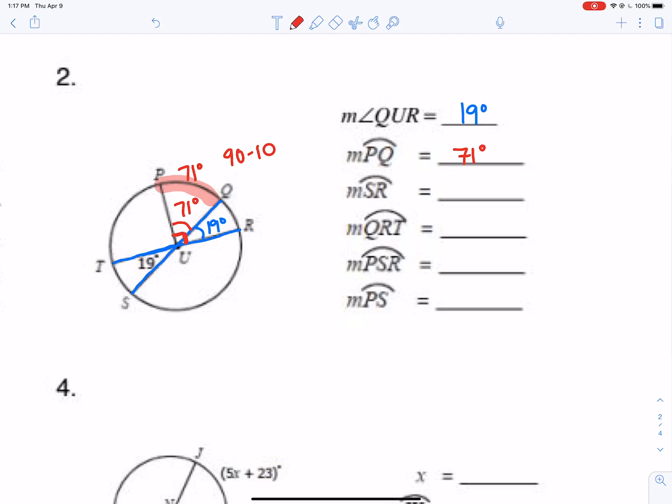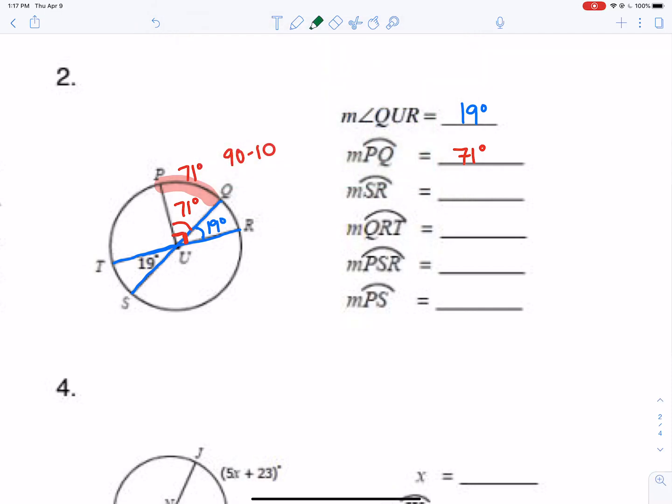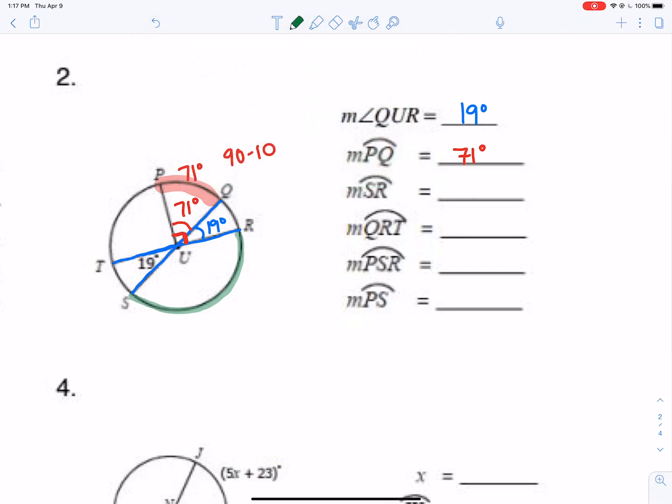All right, arc SR. Let's see, SR is over here. And SR looks like it would be 180 degrees if we went straight across, but we just have to subtract the 19. So if we say 180 minus 19, we get 161 degrees for arc SR, because the angle again equals the arc. That's a common theme in our notes right now.